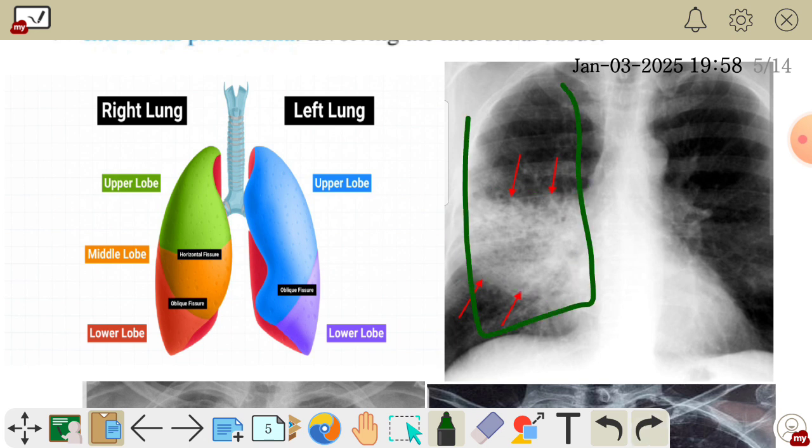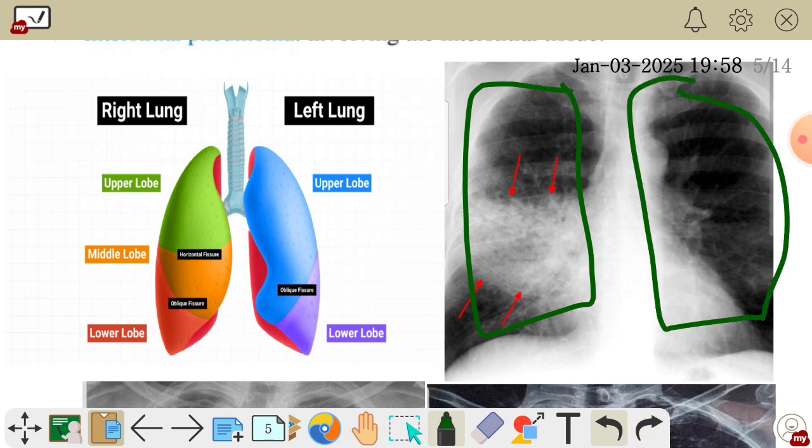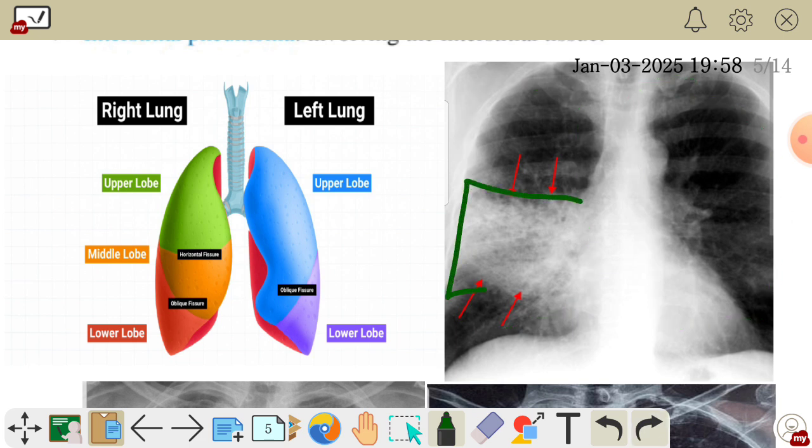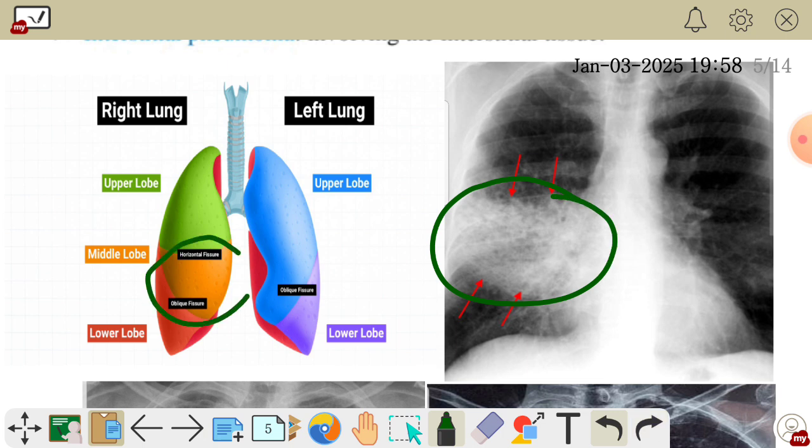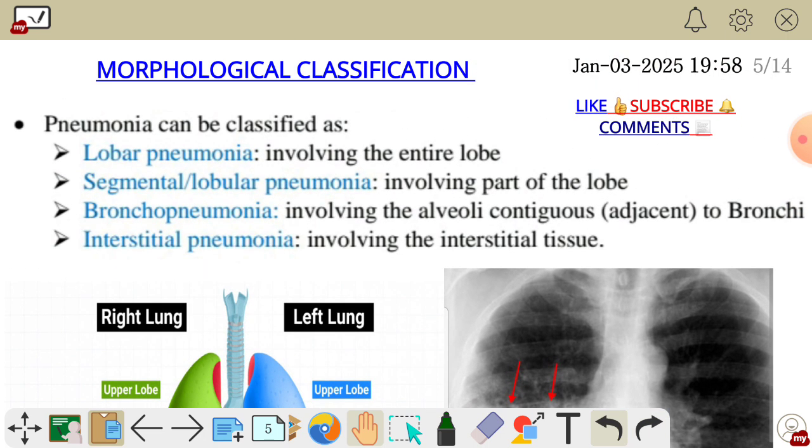So this is the right, and this is the left lung. So we have this consolidation here, which shows the lobar pneumonia of the middle lobe of the right lung. Then apart from lobar pneumonia, we mentioned that we also have what we call bronchopneumonia and interstitial pneumonia.